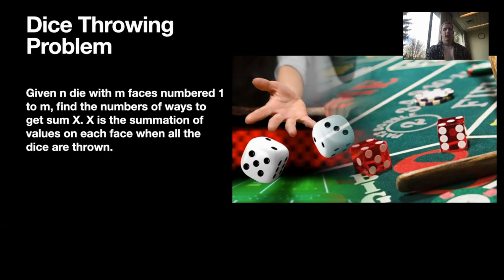Today, I'm going to be talking about the dice throwing problem. So the dice throwing problem is you are given n die with m faces numbered 1 to m. And you're trying to find the number of ways to get the sum x from the n die. And x is the summation of values on each face when all the dice are thrown.